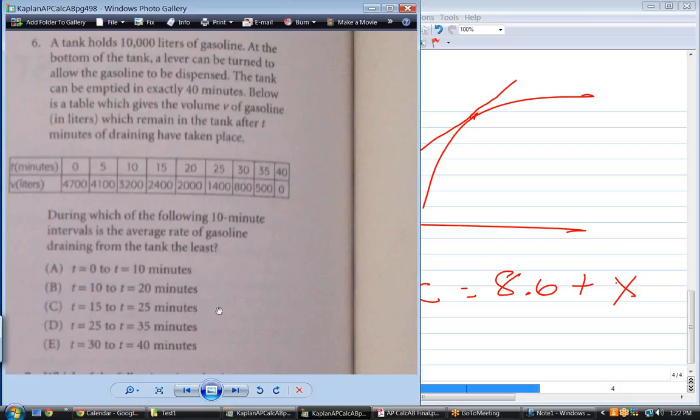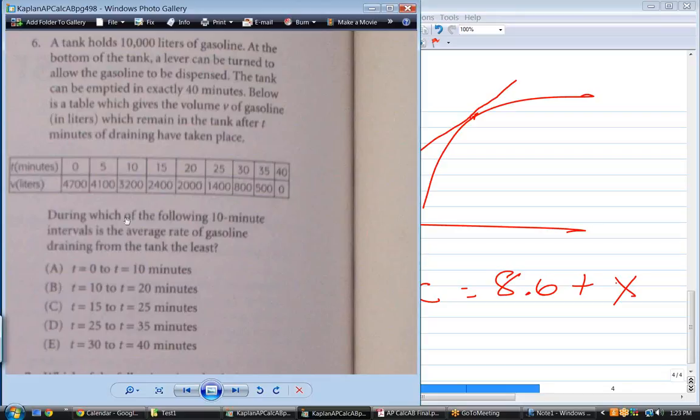Oh, 15 to 20. Oh, 15 to 25. Okay. 1,000. And 25 to 35. 900. And finally, 30 to 40. 800. Which is the least of those numbers? Ah, shoot, I forgot to write it down. 800. Right. They all got smaller.